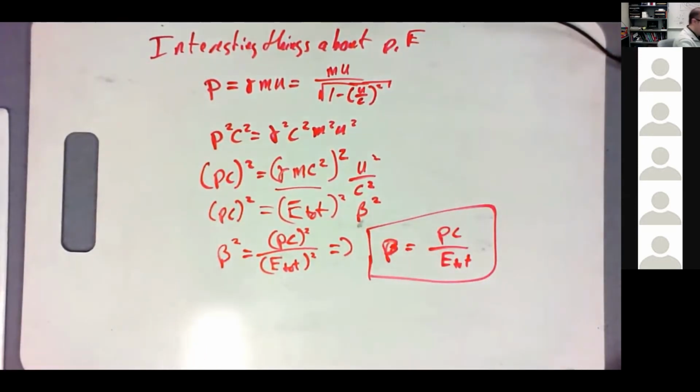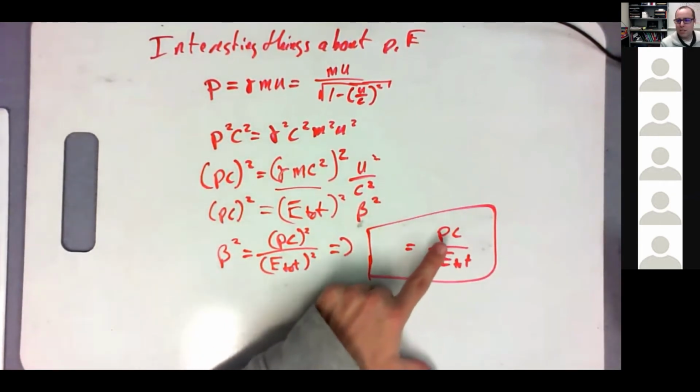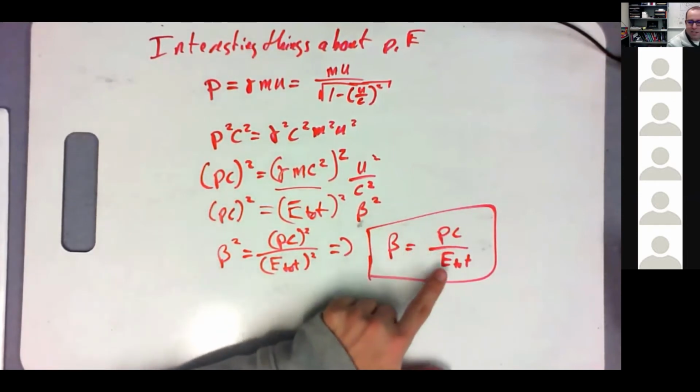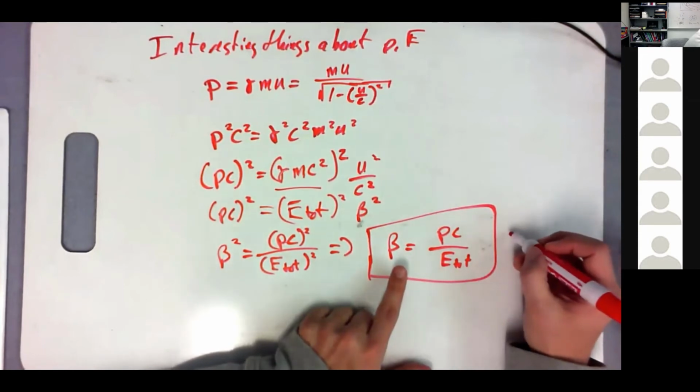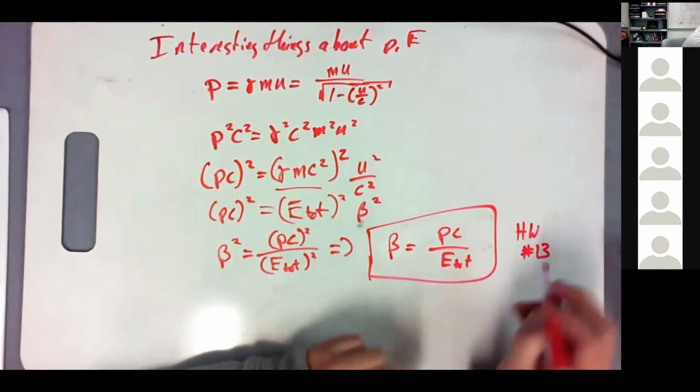Again, this isn't going to be obvious, right? If you want to know the velocity of something and you've got its total energy and its momentum, it might not be obvious that just dividing those two numbers gives you beta, but it does. And this is going to be useful for the homework, particularly number 13.